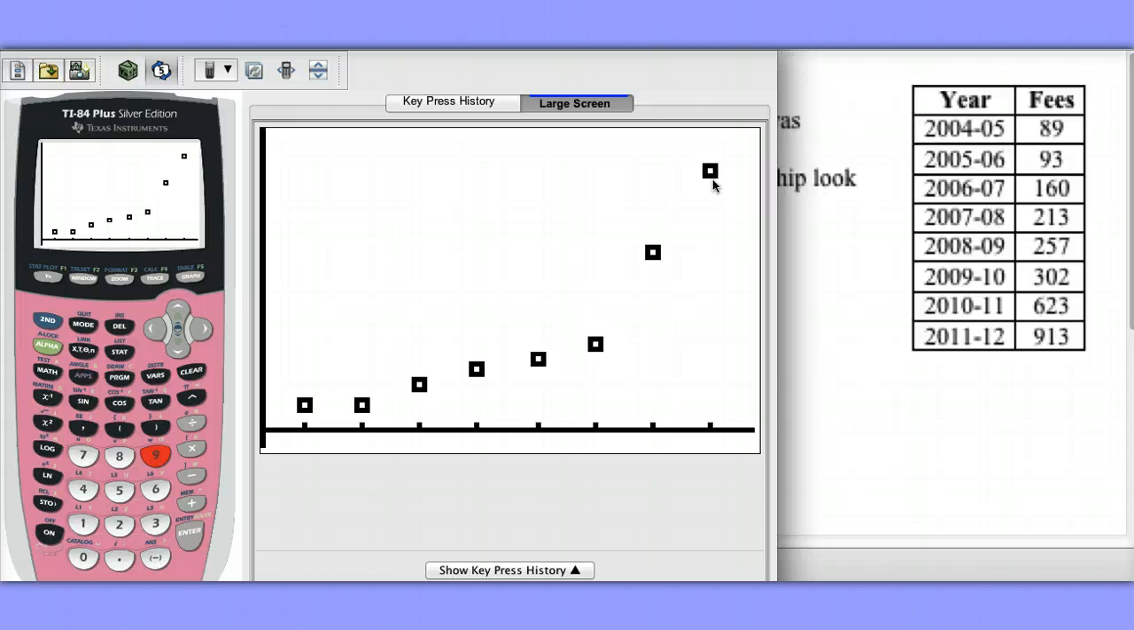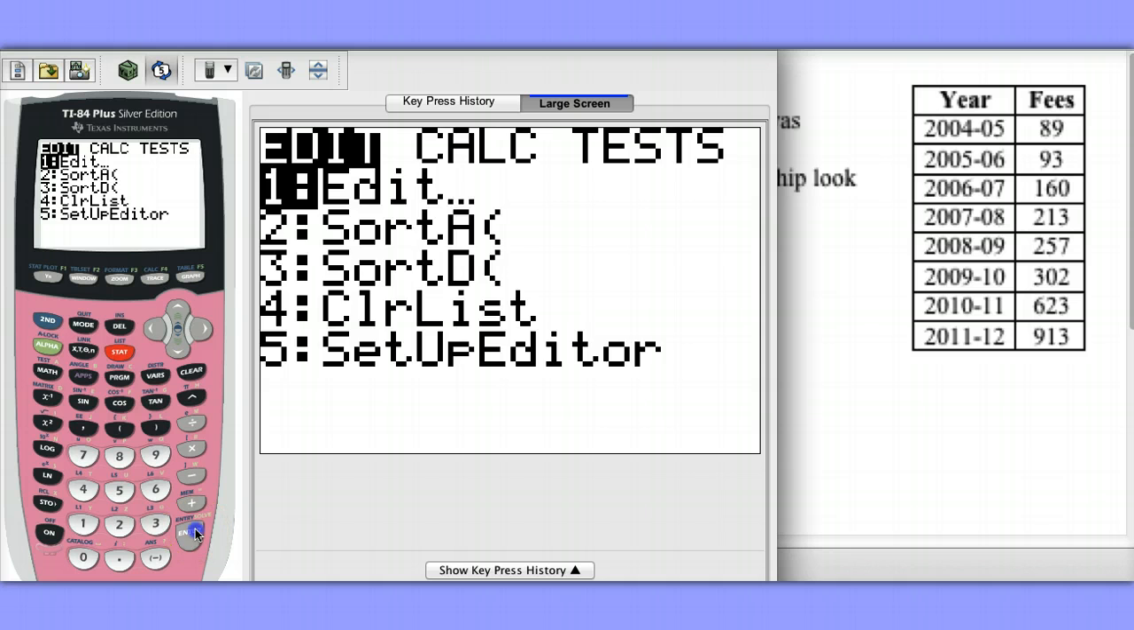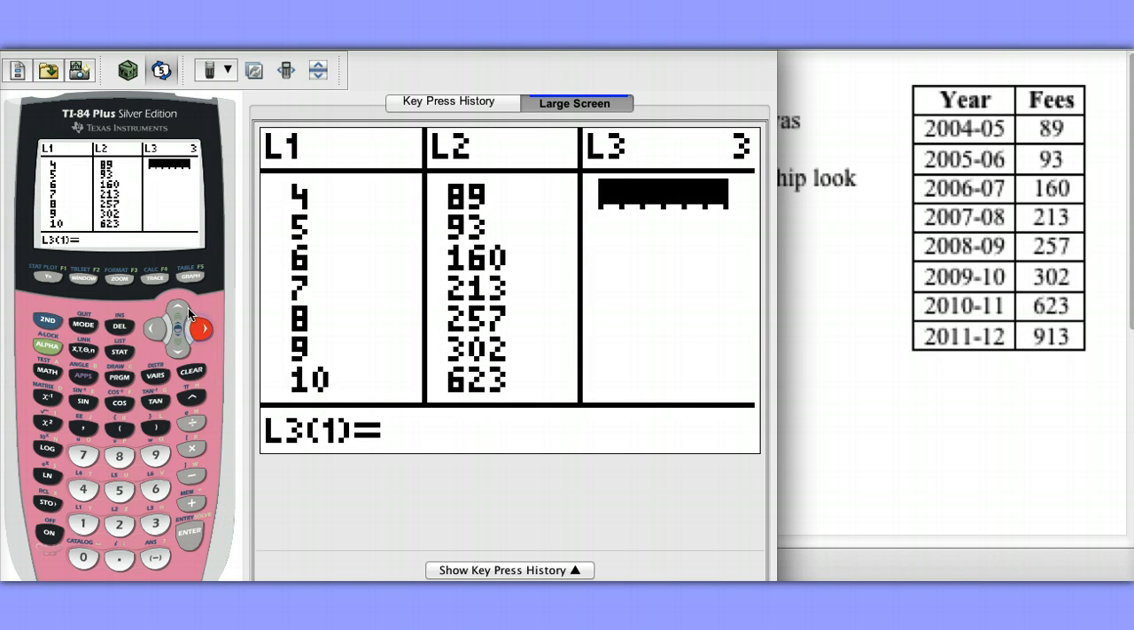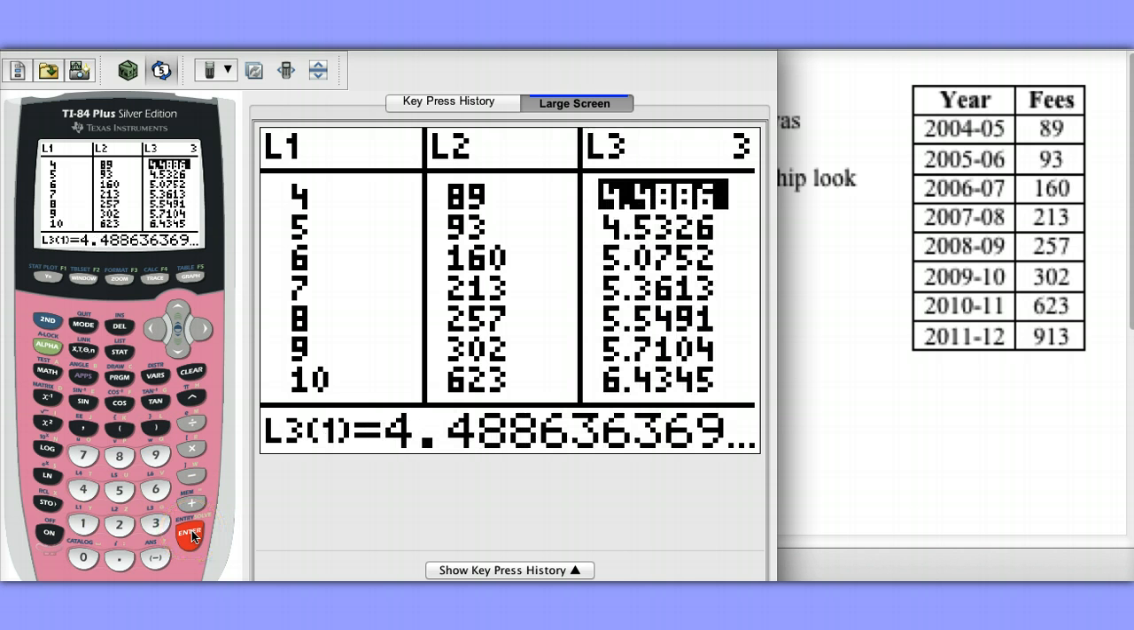Let's actually take the natural log of the fees list, so the natural log of the y's. I'm going to come over here to list 3, and I'm going to define list 3 as the natural log of list 2. And if you think about it, the opposite of exponential is logarithmic. So what we're doing here should make sense too. To transform this, if I take the log, it's going to straighten it out.